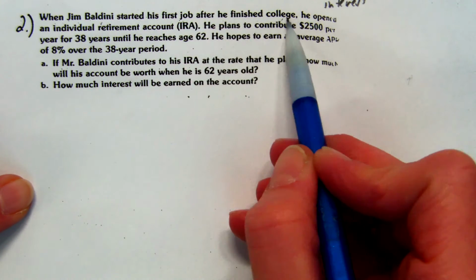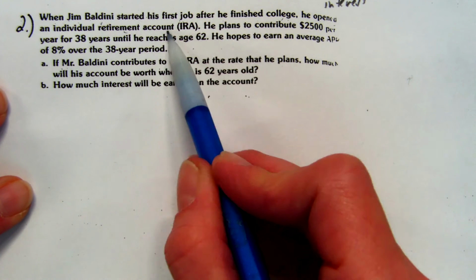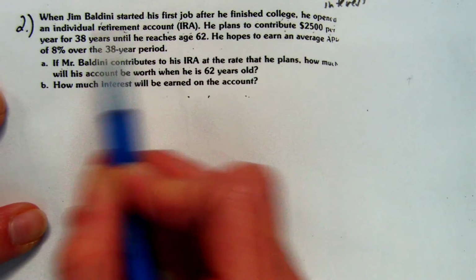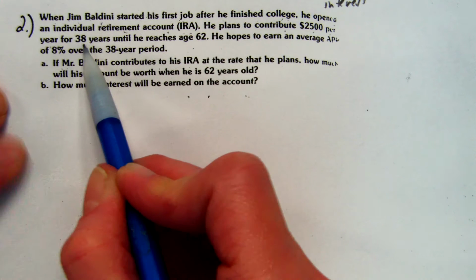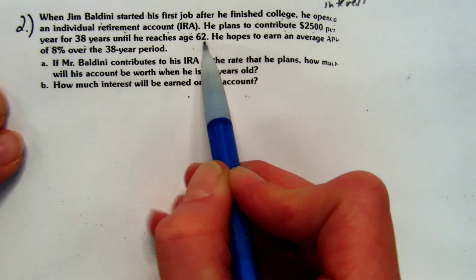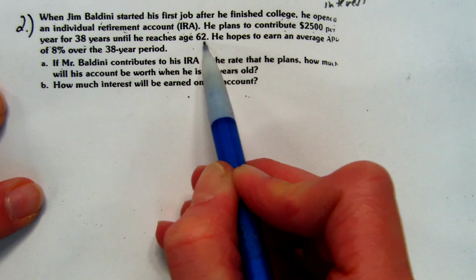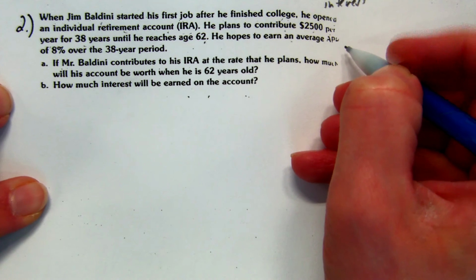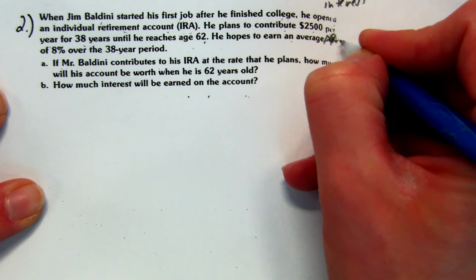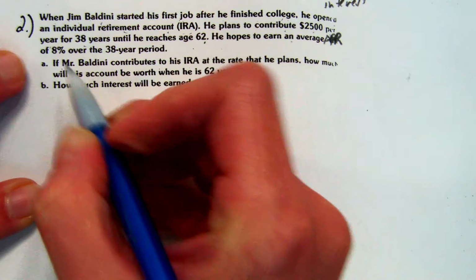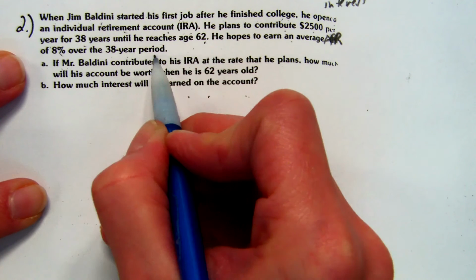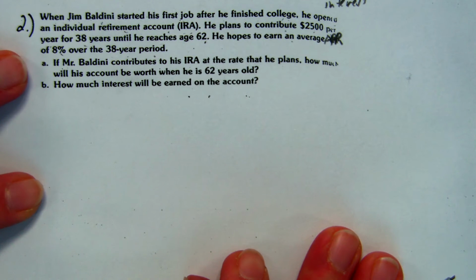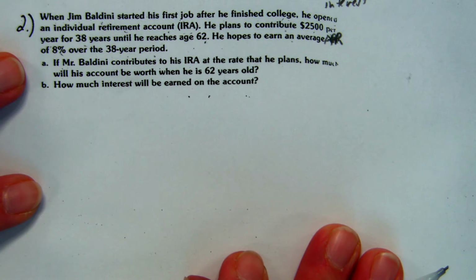Started his job after he finished college. He opened an individual retirement account, an IRA. He plans to contribute $2,500 per year for 38 years until he reaches age 62. So he's aiming for that early retirement. He hopes to earn an average, I'm sorry, this got cut off a little bit. This is supposed to be APR of 8% over the 38-year period. So instead of borrowing money, he's setting aside money for himself. But the formulas work pretty well the same.